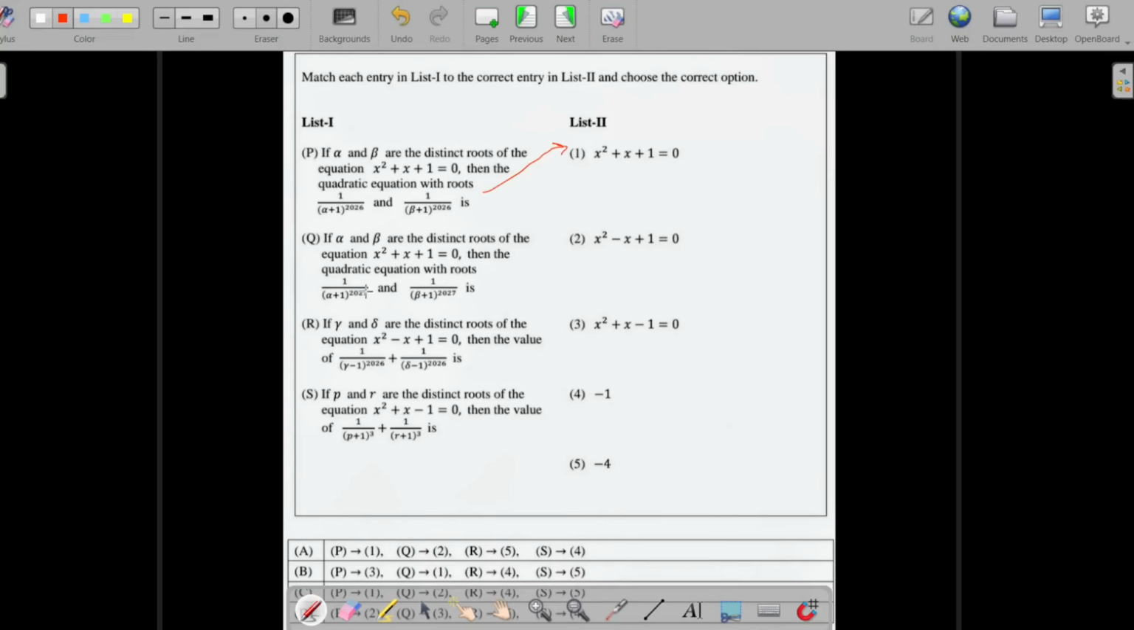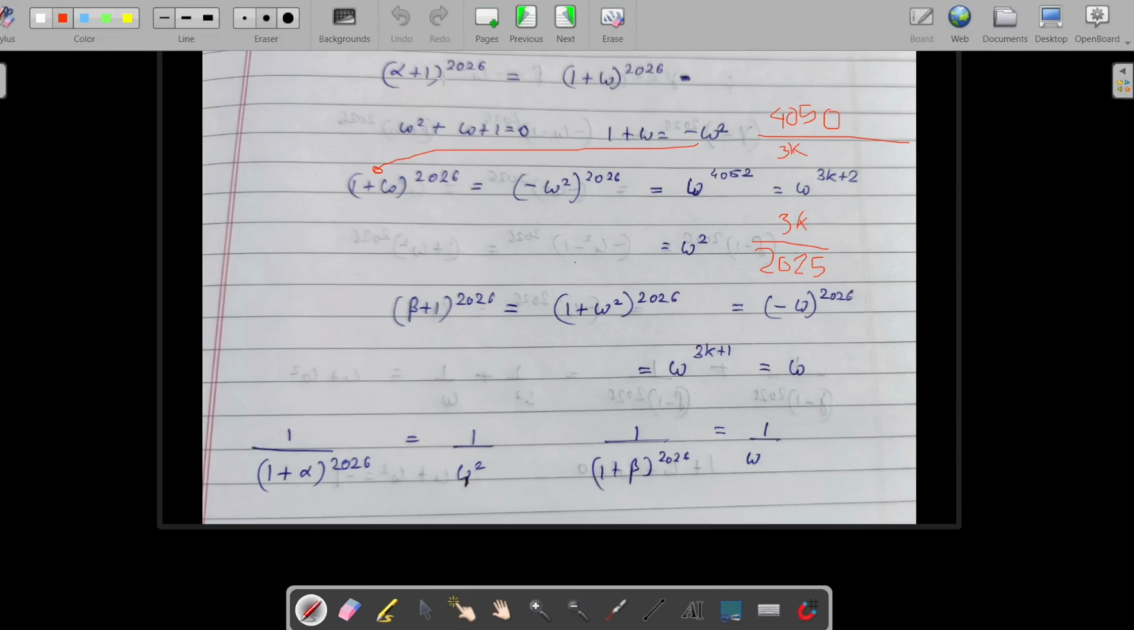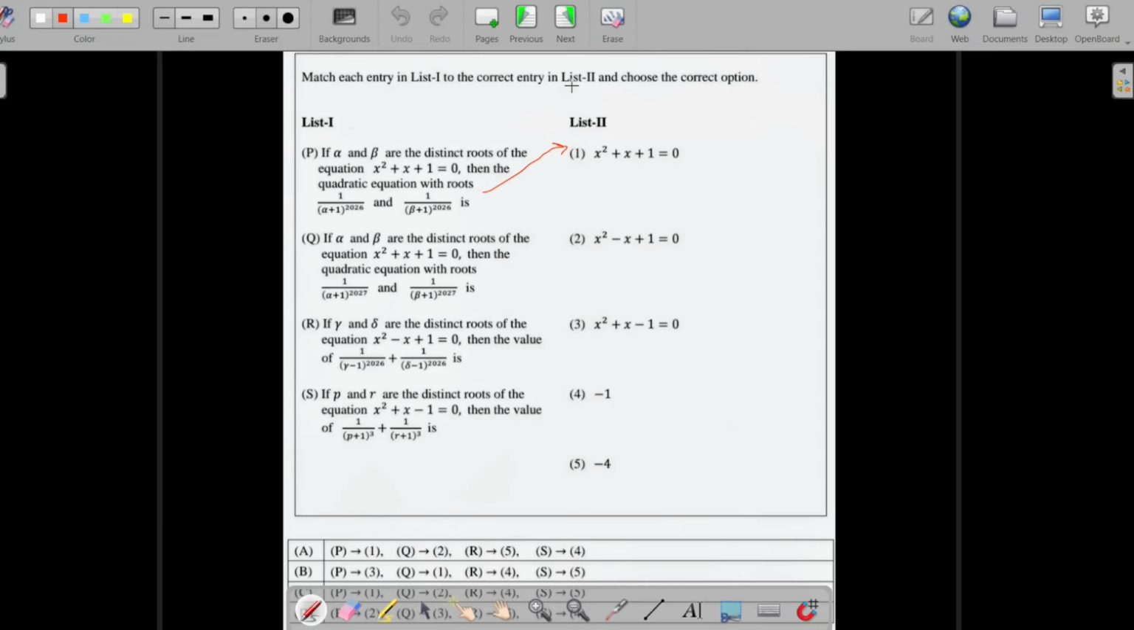Similarly, we can solve this one, precisely in the same way in which we solved the first part. Instead of 2026, the exponent will be 2027, and then you can easily solve it. I am leaving it as an exercise for you so that you can know if you've understood what omega and omega square are, what the cube roots of unity are, and how you can manipulate them. So this option I'm leaving for you.